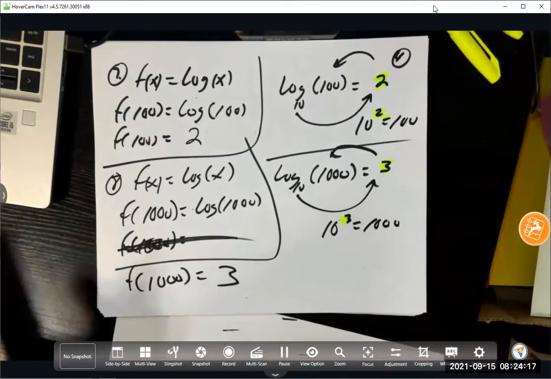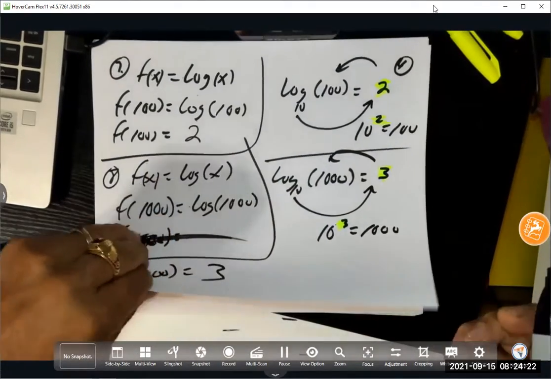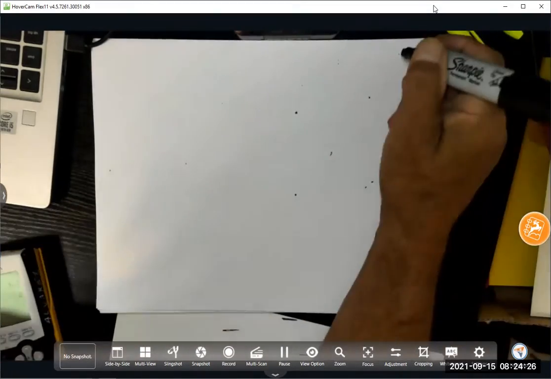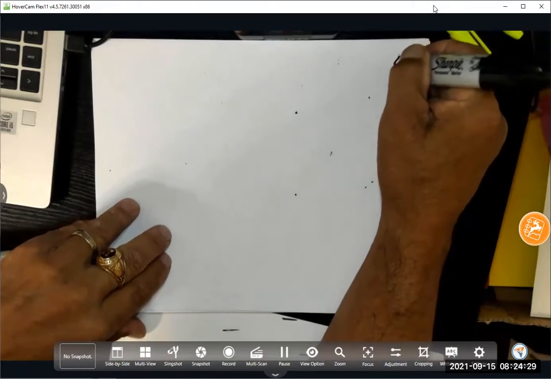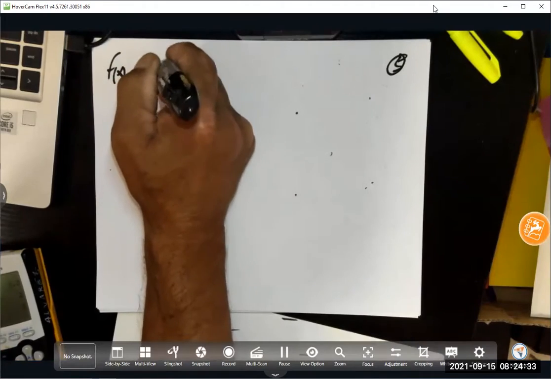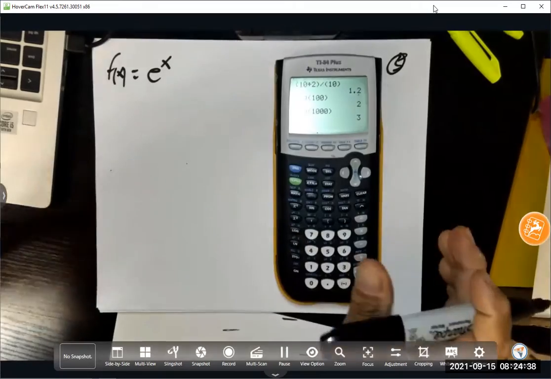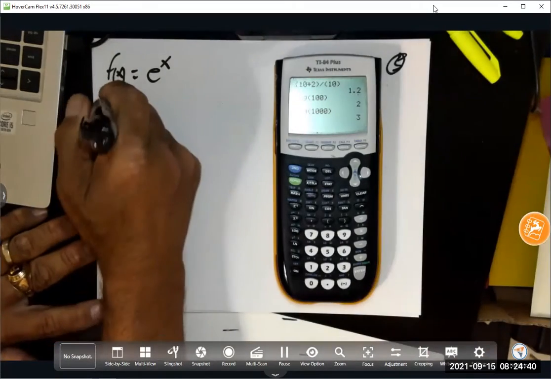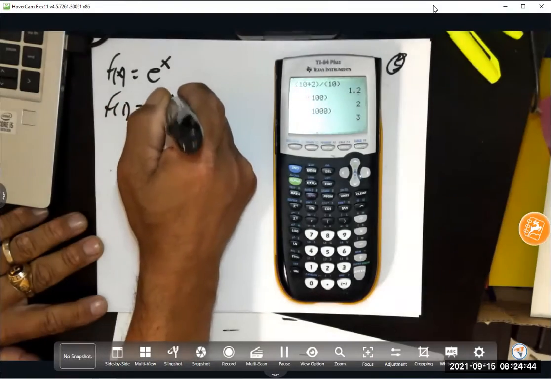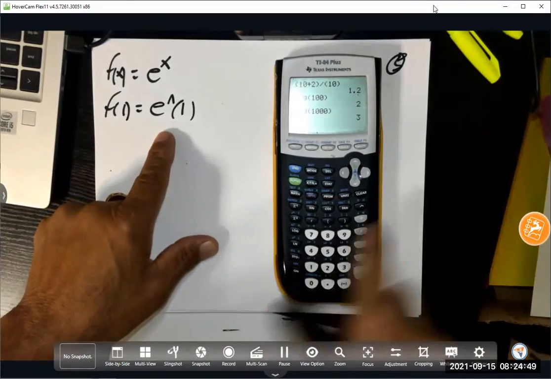Okay, then now I'm going to do a different key on your machines. Let's try this one now. All right. f of x equals e to the x power. And I'm going to tell you what that is, okay? Let me do a problem first. Let's go f of 1. That's going to be e to the power of 1. Or let me show you how to do it. Ready? Let's clear.